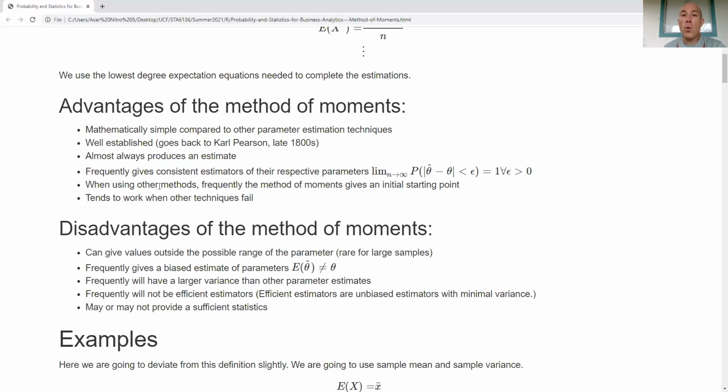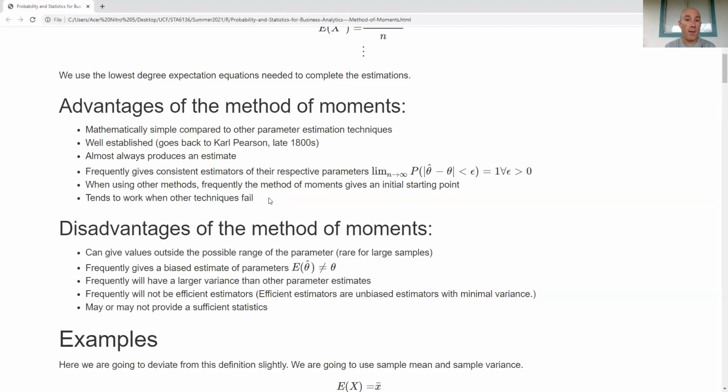Now, one use of method of moments is when I'm using a more complicated estimate, let's say the maximum likelihood estimator. It can be complicated to get to the actual value of the estimate, and a lot of times there'll be an iterative method. Method of moments frequently gives us our initial starting point in the iterative process, and it tends to work when other techniques fail.